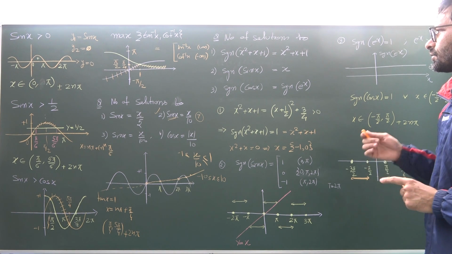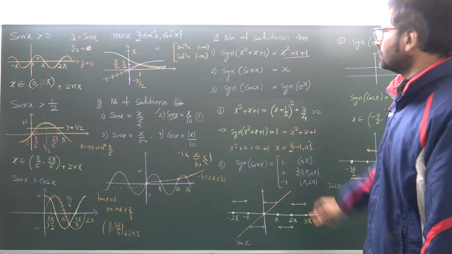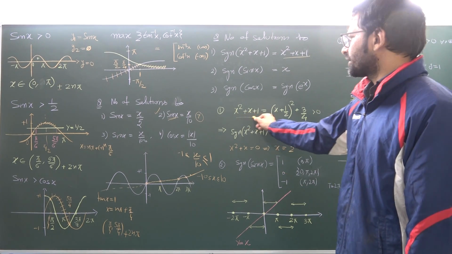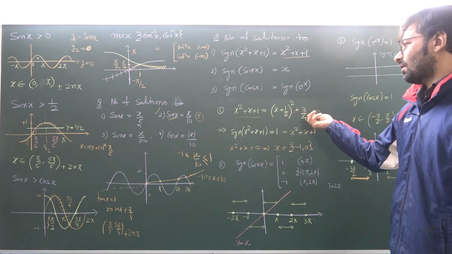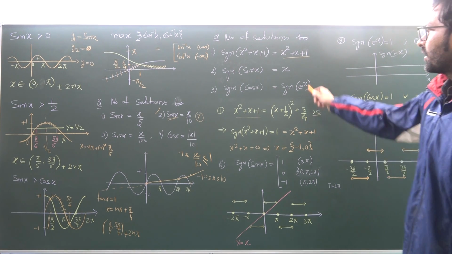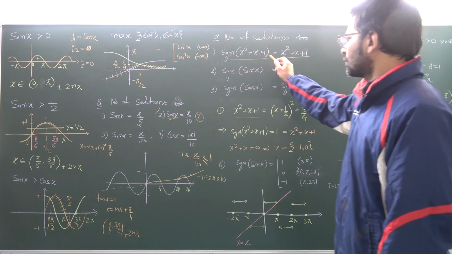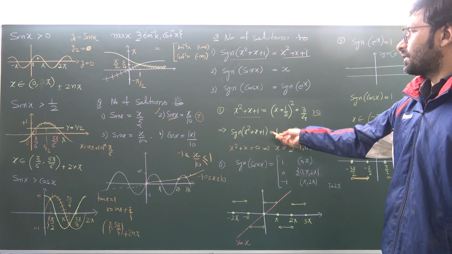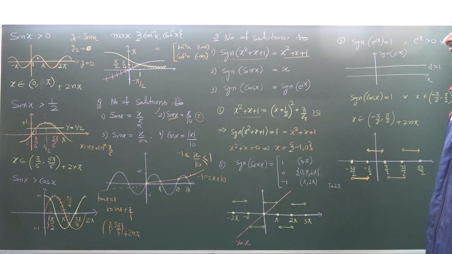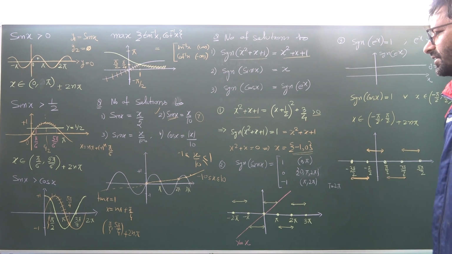Number of solutions to some questions on the signum function. Okay, so signum of x square plus x plus 1 equals x. Now this is strictly positive: a perfect square plus 3 by 4. So this value is greater than 0, which means if this value is strictly greater than 0, signum of this will return us 1, which means 1 equals x square plus x plus 1. Solution is -1 and 0. It's a very easy question.